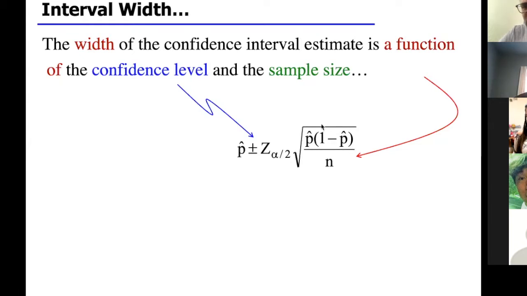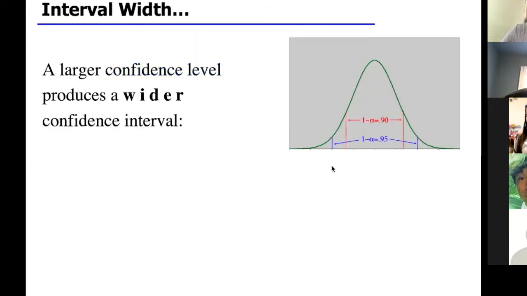The standard deviation, respectively the variance of the population, which is essentially this expression p hat times 1 minus p hat. If you remember, this is essentially the variance of the population. So the square root of that is the standard deviation of the population. That also has an influence on the width of the interval, obviously, but we have no influence on that. But we do have an influence on this one, right? On the sample size.